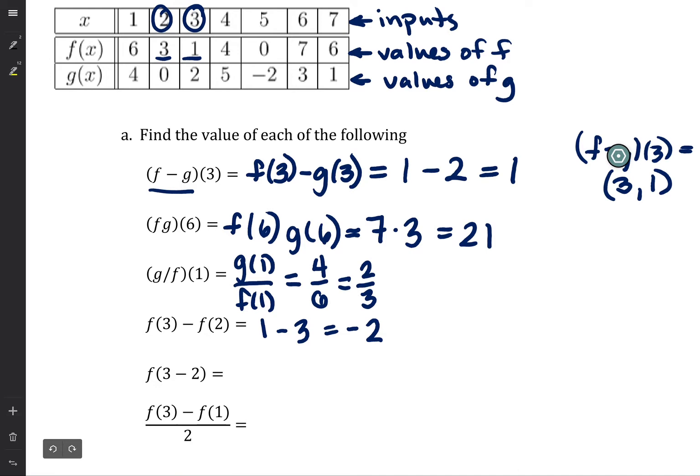This is not the same as f of 3 minus 2. To find f of 3 minus 2, you should just do the subtraction. So always be thinking order of operations. Here, work from your parentheses out.